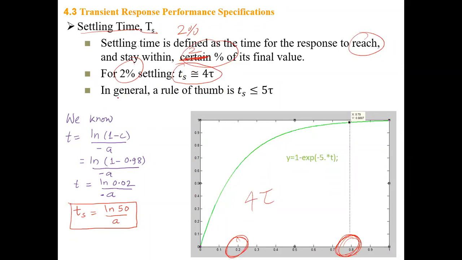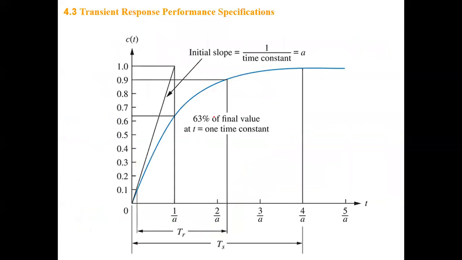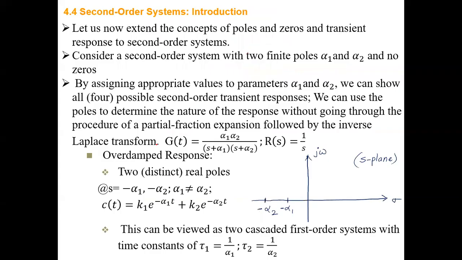But as a rule of thumb, in general, TS is always less than or equal to 5 tau. In this case it is 4 tau, because of my function, but in general it stays less than 5 tau. Question here? Yes, I'm just trying to show you the initial slope, which is the time constant. Right here I draw the tangent, and that tangent gives me the initial slope, that's all. Okay, so far so good.